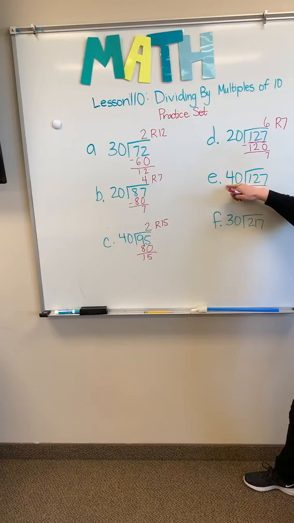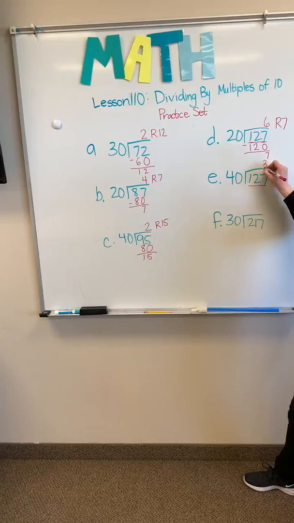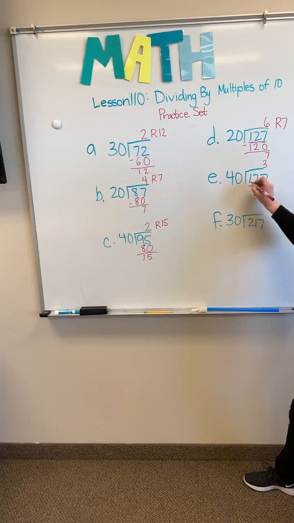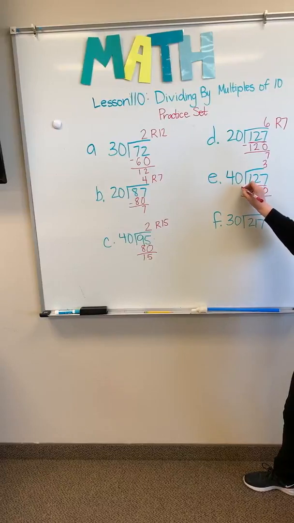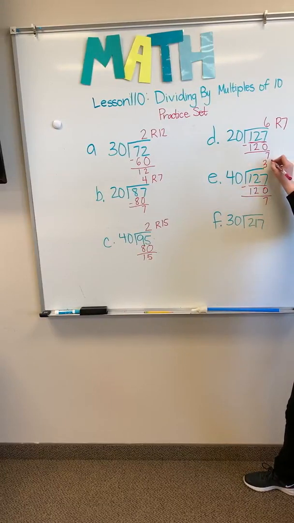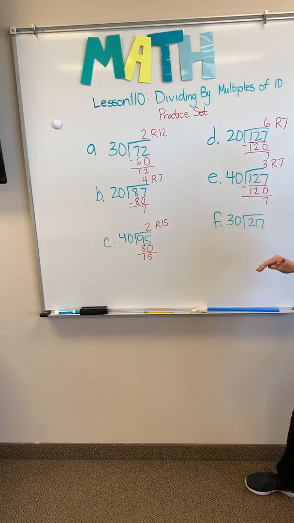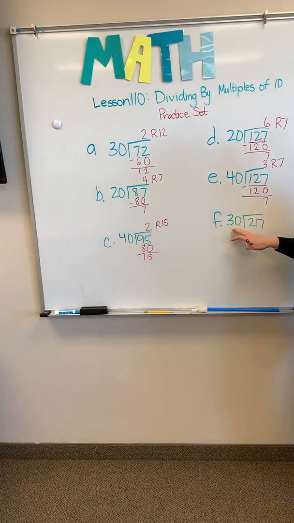And once more, we're looking at the whole number, 127. We know that 4 times 3 is going to be 120. Once more, we subtract. So 3, remainder 7.